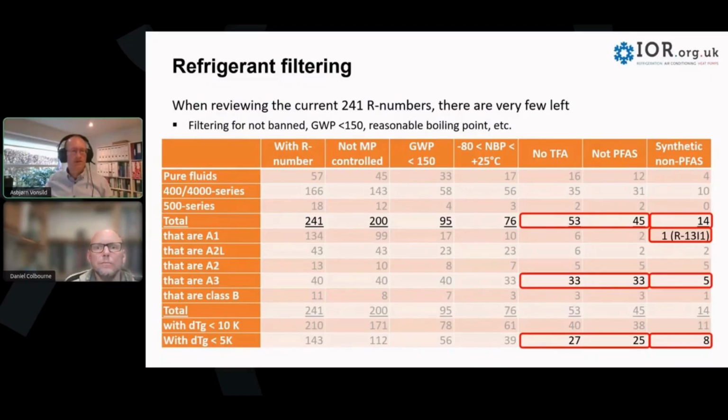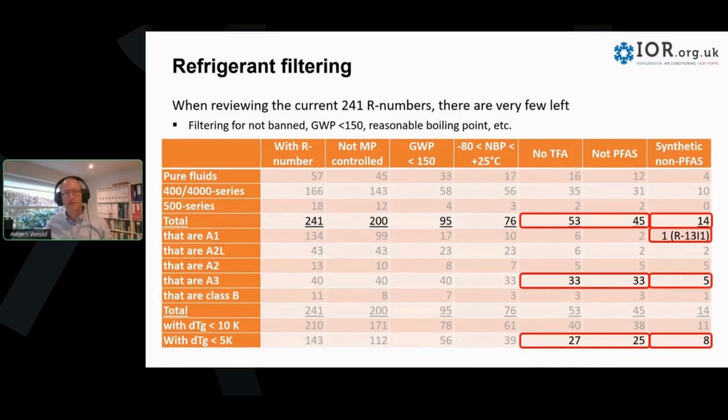We did a filtration of the current known fluids, so basically started with the 241 R numbers we have in ASHRAE 34 and ISO 817. And if we just take the first 241 and remove the ones that are banned due to ODP in the Montreal Protocol, we're left with 200. If we want GWP to be below 150, and we can see with the current phase down, we will need to get down there. We have 95 left.